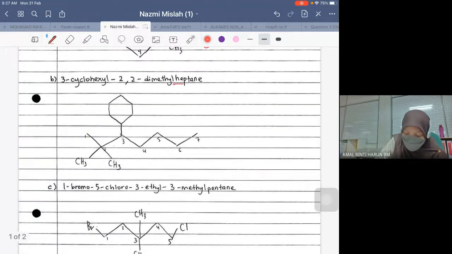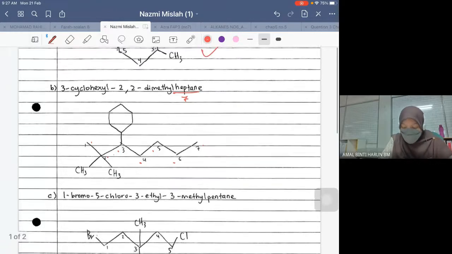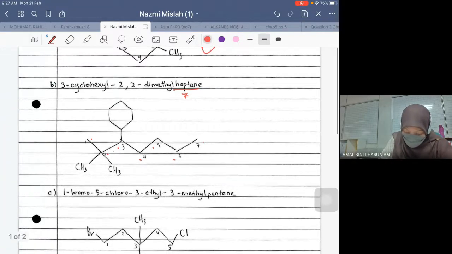Okay, heptane. Heptane is 7 carbon. 1, 2, 3, 4, 5, 6, 7. Lagi apa lagi? 2 dimethyl. Carbon number 2. Ada methyl. Actually kalau you buat skeletal ni tak payahlah buat CH3 dah. Tak tulis macam ni pun tak apa. Macam ni kan, kalau kita tak nampak CH3 ni kan. We understood that here is the carbon also. Okay.